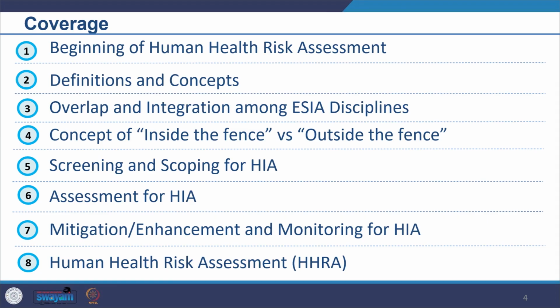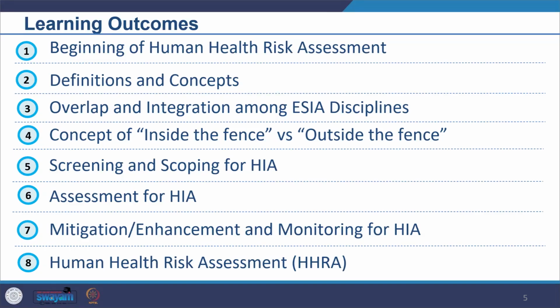Then we will look at various other concepts which are involved, like where do you really perform the study? So the concept of inside the fence and outside the fence. And then we'll look at different stages of EIA pertaining to health. So the screening and scoping, and then how do we undertake assessment for health, and then what are the mitigation measures, and then the human health risk assessments, how do we undertake that?